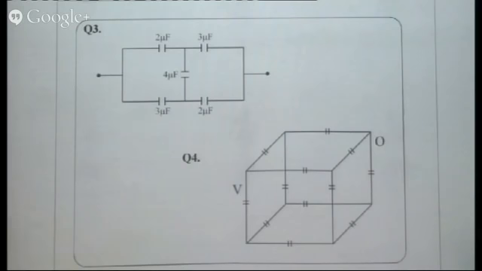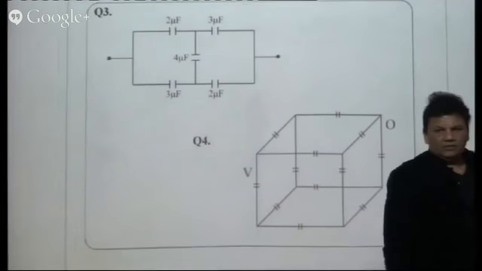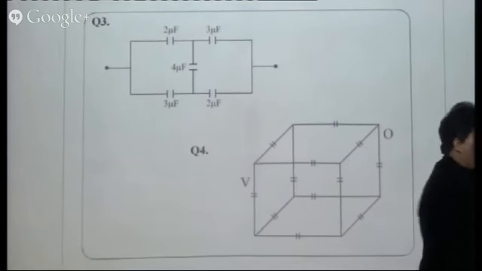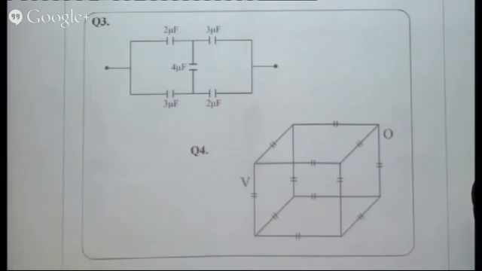Great. As I told you, we'll work on some questions, the nodal method on capacitances also. Okay? So here is the question. Question number 3. This is 2 microfarad, 3 microfarad, again 3 microfarad, 2 microfarad, and this is it. Okay. And he says find the equivalent capacitance.